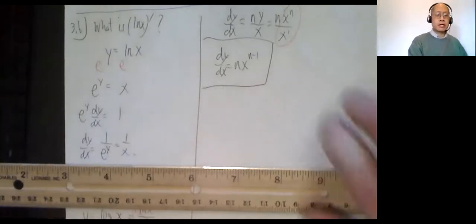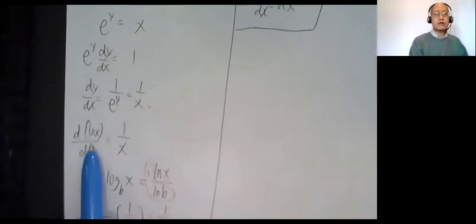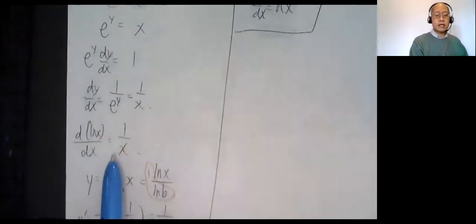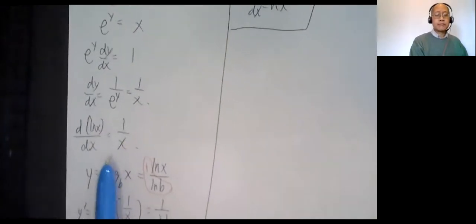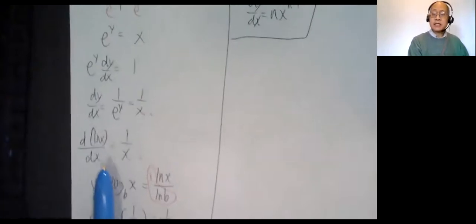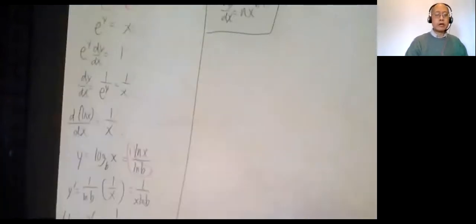Time to pay attention again. What you're responsible for, put this on your next cheat sheet: the derivative of the natural log function, natural log of x, is 1 over x. The derivative of ln x is 1 over x. It's not that bad. It's not as easy as e to the x. The derivative of e to the x is e to the x, but the derivative of natural log of x is 1 over x.